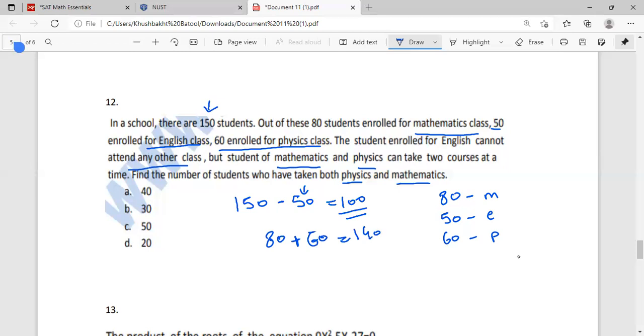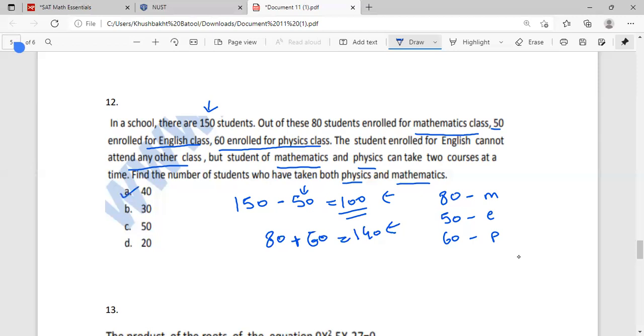So we are getting 140, but the number of students that is possible is 100 only, right? In this case, it means there are 40 students who are taking physics and maths both, right? So, find the number of students who have taken both physics and maths. 40 is the answer. Why?